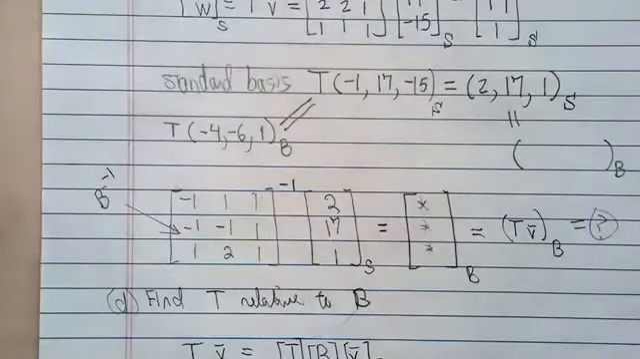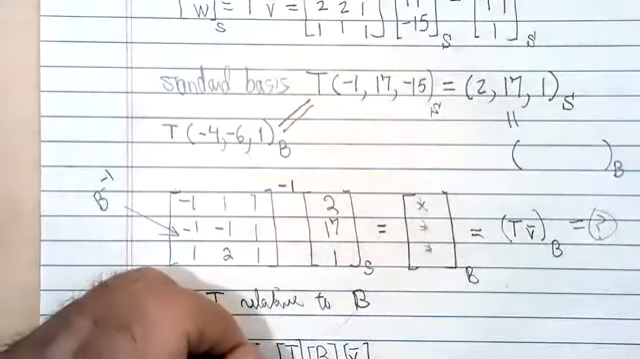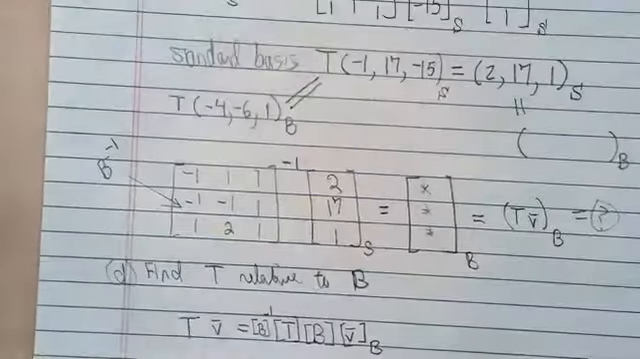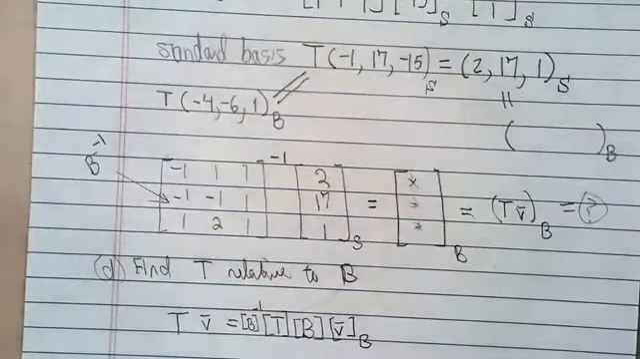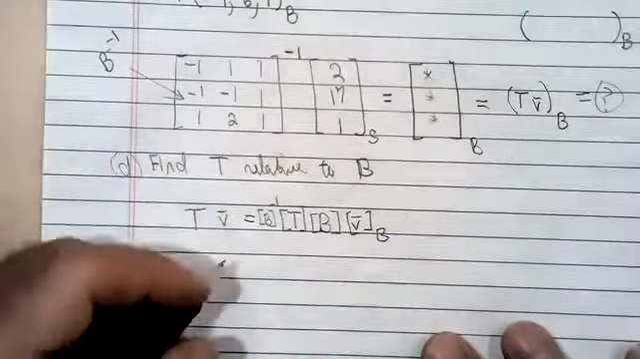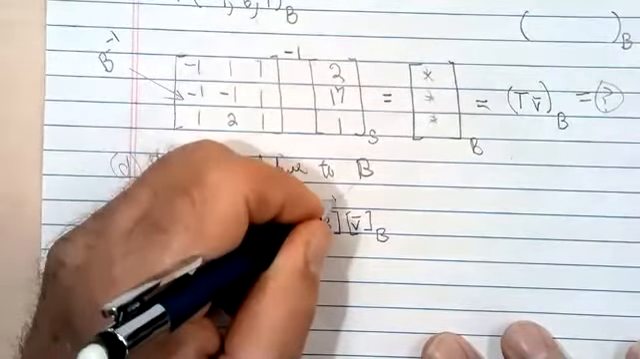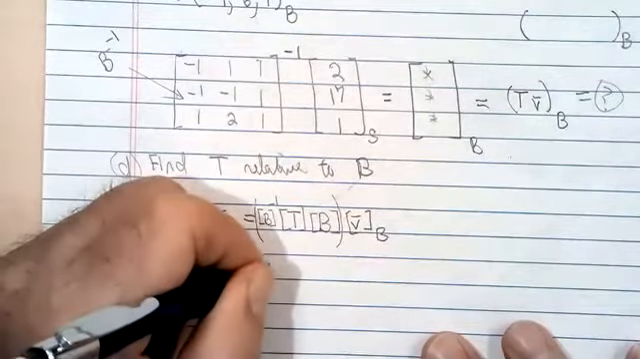Then we want to go back to B, and you do it by multiplying on the left by B inverse. So if you're clever, you could say, hey, look, I could just put parentheses around here. This is a recipe.